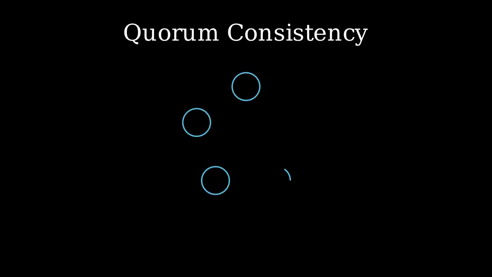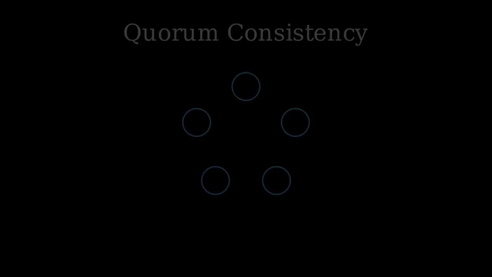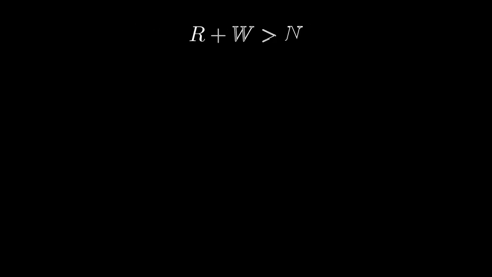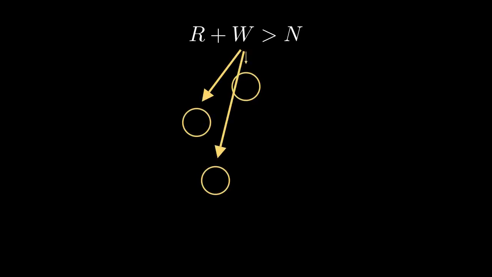To achieve quorum consistency, we rely on a distributed network of nodes. When we want to ensure data integrity, we follow the principle where the sum of read and write quorums must exceed the total number of nodes. By selecting a subset of these nodes for our operations, we guarantee that information remains consistent across the cluster.